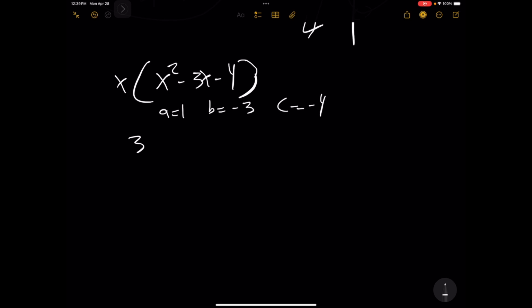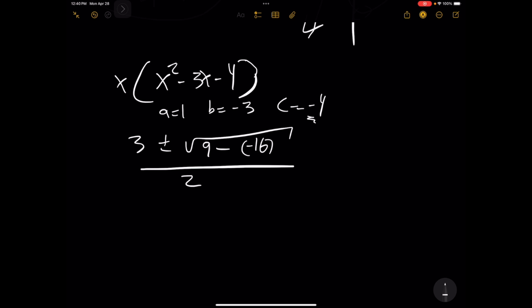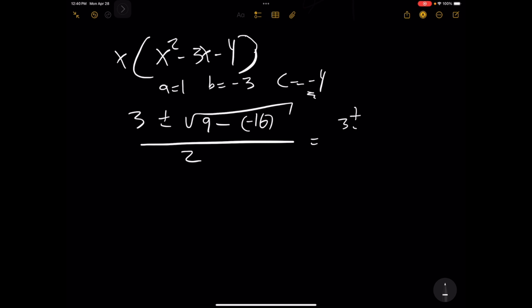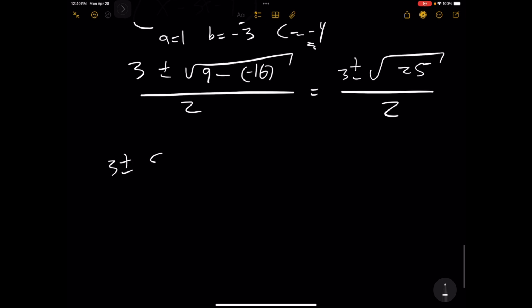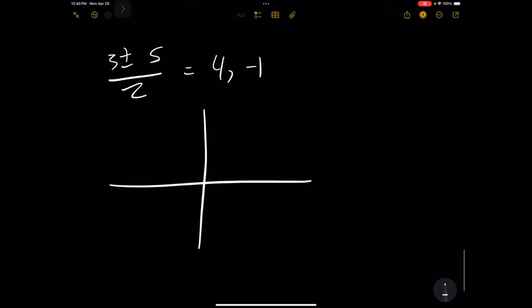So I see negative b is going to be 3, plus or minus the square root of b squared is going to be 9, minus 4ac is going to be 4 times 4, which is 16 with a negative sign because we have negative 4 in our c, all over 2a, a is 1. So if I work this out, I get 3 plus or minus the square root of 25 all over 2, which gives me 3 plus or minus 5 over 2, which gives me 3 plus 5 is 8 over 2 is 4. 3 minus 5 is negative 2 over 2 is negative 1. And so what I just found is I have a value at negative 1. I have a value at 4.